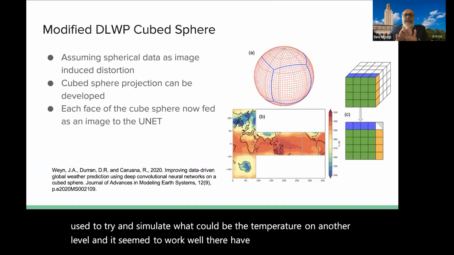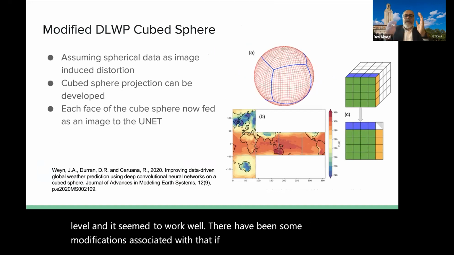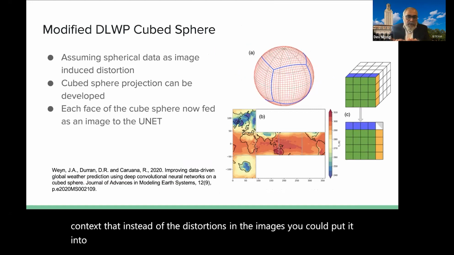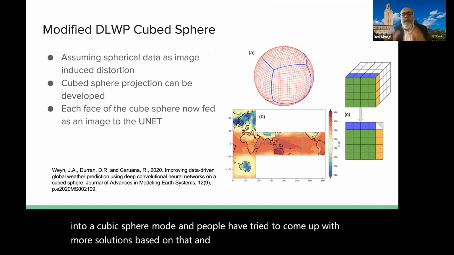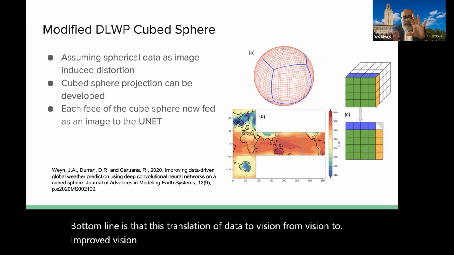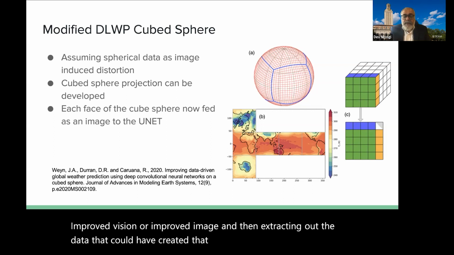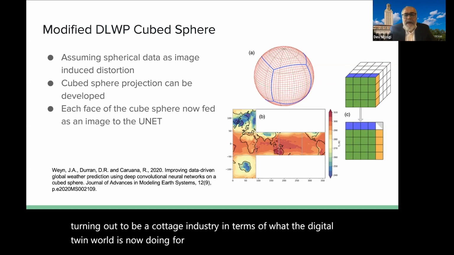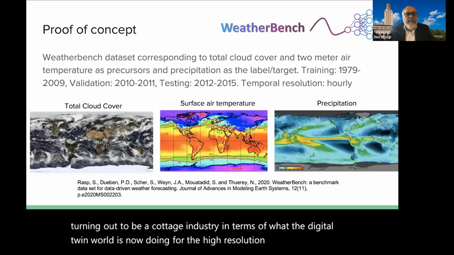There have been some modifications if you're going into a global context: instead of the distortions in the images, you could put it into a cubed sphere mode, and then people are trying to come up with more solutions based on that and show that there's improvement. Bottom line is that this translation of data to vision, from vision to an improved image, and then extracting out the data that could have created that image as a back calculation, is turning out to be a cottage industry in terms of what the digital twin world is now doing for the high-resolution deep learning based framework of weather estimation.